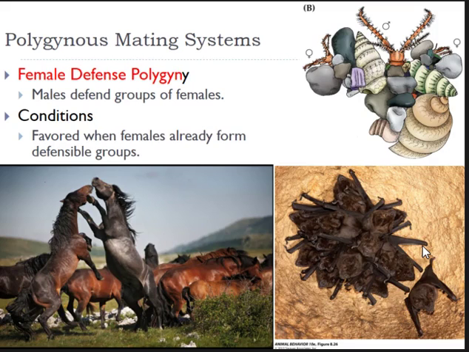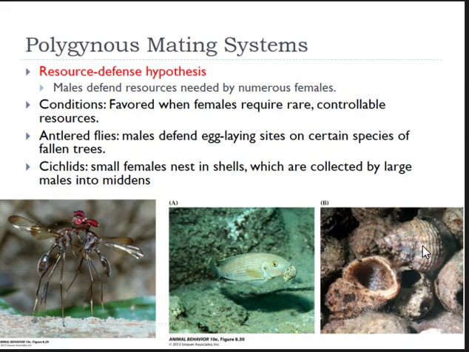So that's the female defense explanation, or the female defense polygyny. There's other kinds of polygyny, though. So you can have a resource defense polygyny. The difference here is that instead of females grouping up for the types of reasons that females group up, males in this case will basically find a pre-existing resource that females will kind of flock to, and they will then defend that resource, and in so doing, prevent other males from being near that resource and get the opportunity to mate with those females.